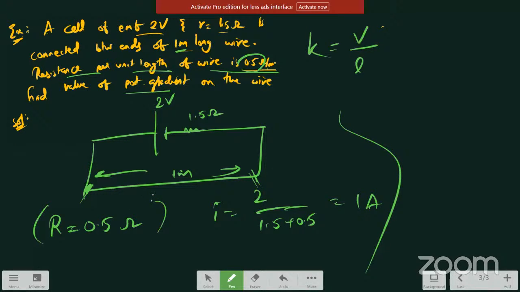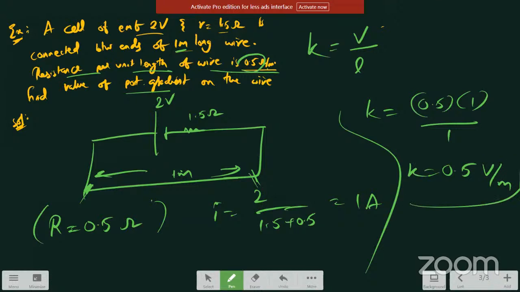That means across this wire of length L, what is the potential difference across the wire? Its resistance is 0.5 ohm, and the current through it is 1 ampere, and the length of the wire is 1 meter. So the potential gradient comes to be 0.5 volt per meter. This is how we got the answer.